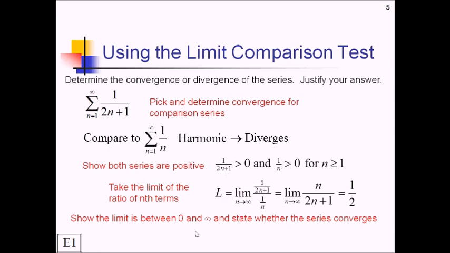We can show the limit is between 0 and infinity, so it's a positive number and it's a finite number. And then based off that, we'll state whether or not this limit converges. So we've got L. I'm just going to write 0 less than L less than infinity. And I write this every single time since I always write L equals whatever this limit is. Based on the fact that my limit is a finite positive number, since my original series or my comparison series diverged, I can conclude that this series also diverges by the limit comparison test.